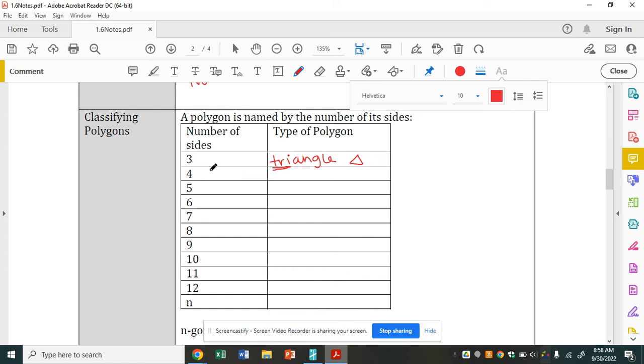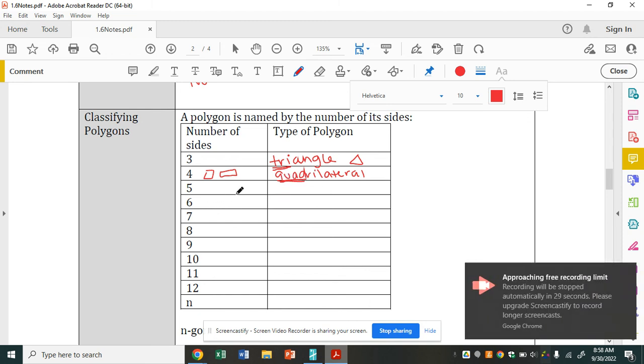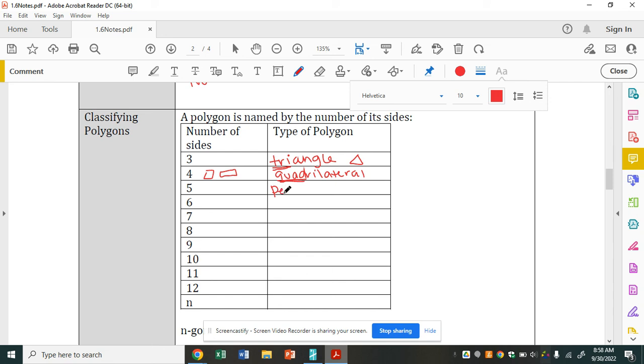A 4-sided figure, we know that could be a square, a rectangle, a rhombus, a kite, but the overall official name for that is a quadrilateral. If you think about dirt bikes, you can talk about riding a quad, a 4-wheeler. So quad means 4. And then we have a 5-sided figure. If you think about Washington, D.C., that's the Pentagon. It's a 5-sided building. Penta means 5. 6-sided, we talked about, that's a hexagon. So hex means 6.